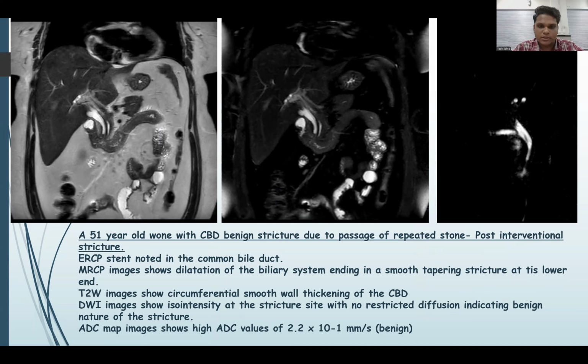T2 image shows a circumferential smooth wall thickening of the CBD. DWI shows isointensity of the stricture with no restricted diffusion, indicating the benign nature of the stricture. The ADC values were shown to be high, with a value of 2.2 × 10^-3. This is actually a case of an inflammatory, post-traumatic stricture.